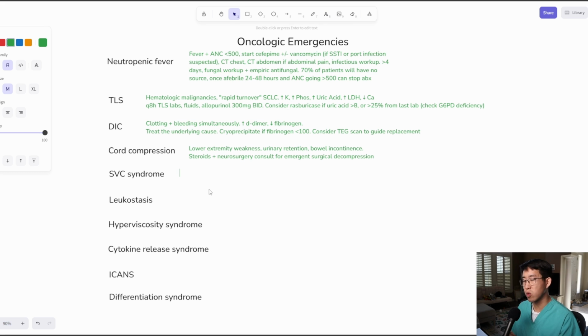SVC syndrome is going to present with that facial swelling, as well as dyspnea is a very common symptom of SVC syndrome. And this is when you have mediastinal tumors, typically things like non-Hodgkin's lymphoma or lung cancers, even more particularly, that start to encroach on the SVC and block the venous outflow to the heart. And then so you get this backup of fluid, you get upper extremity swelling, facial swelling, all of these kinds of symptoms.